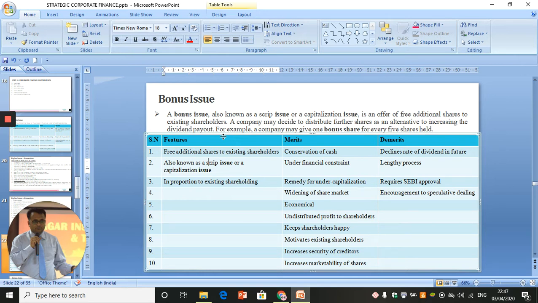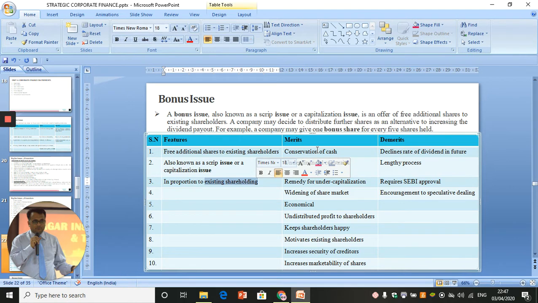The features: free additional shares to existing shareholders, also known as a scrip issue or a capitalization issue. Why? Because it is mainly from the capital reserves. It is always given in proportion to existing shareholders.